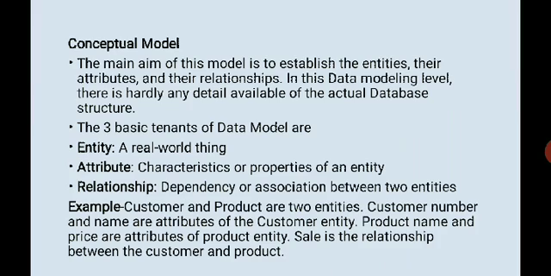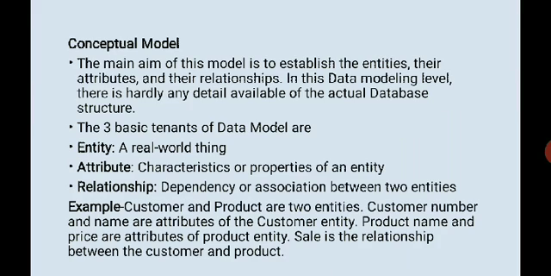So what are the three basic tenets of a data model? Entity, attribute and relationship. Entity is a real world thing. Attribute is the characteristics or properties of an entity. And third is the relationship. Entity represents the kind of object that you are taking in, right? And it will have some characteristics. All the characteristics form the attributes of the entity, and it will be dependent on or associated with something, that it will have some relationships with other entities or other kinds of objects. So this is what the conceptual model comprises.